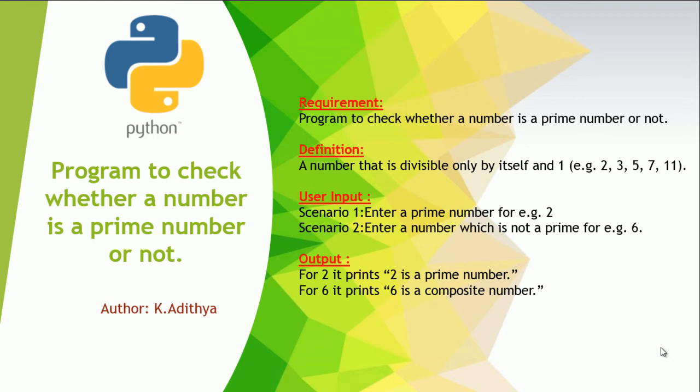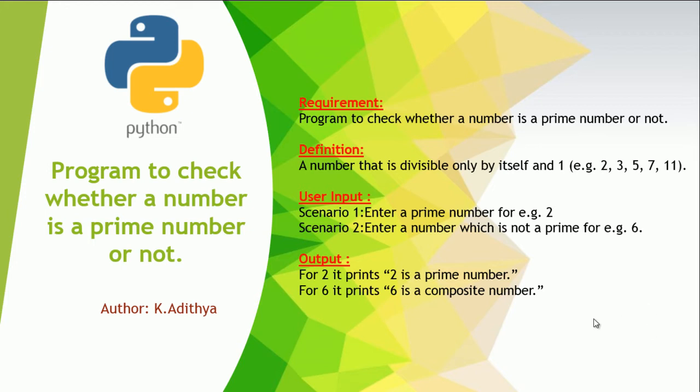Welcome to my channel. Today I am going to show you how to write a program to check whether a number is a prime number or not in Python. First, let's see the definition of a prime number: a number that is divisible only by itself and 1. Examples: 2, 3, 5, 7, 11 are called prime numbers.